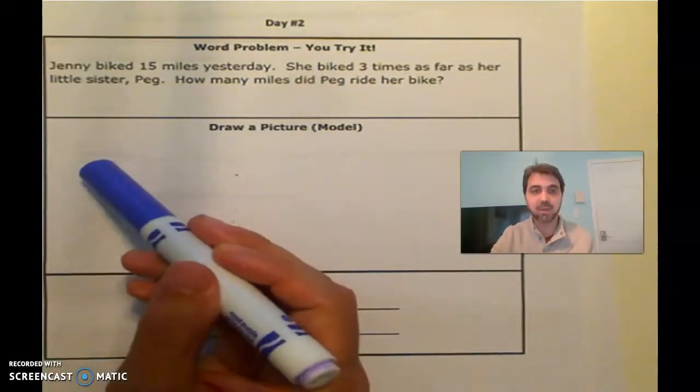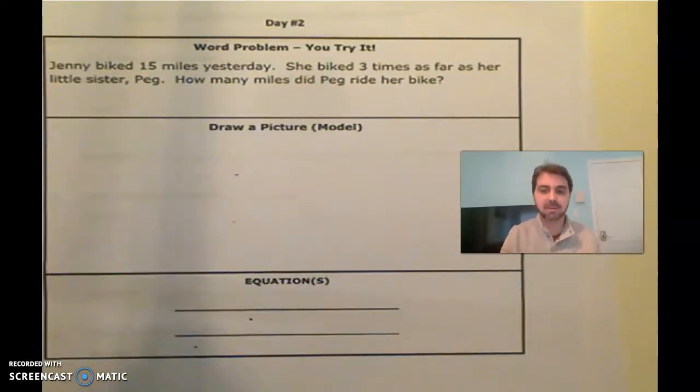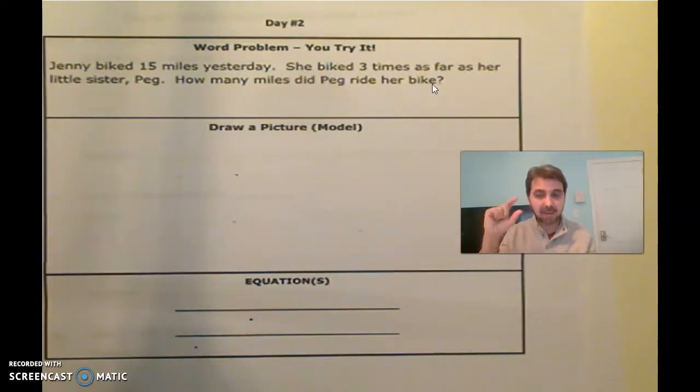You can put down Jenny. Oh, let me read it to you first, I'm sorry. So it says, Jenny biked on her bicycle 15 miles yesterday. She biked 3 times as far as her little sister Peg. How many miles did Peg ride her bike? So Peg is going to ride less miles, right? Because her sister Jenny biked 15 miles, which is 3 times longer.